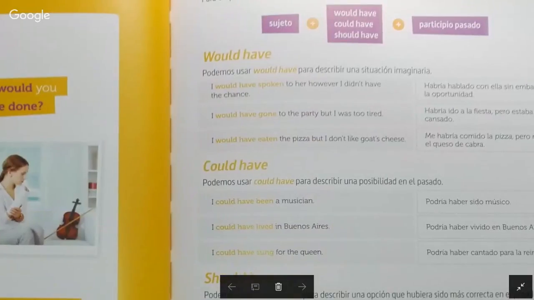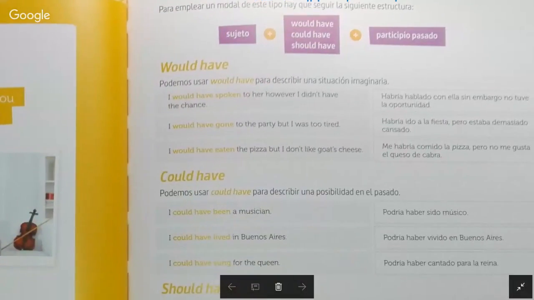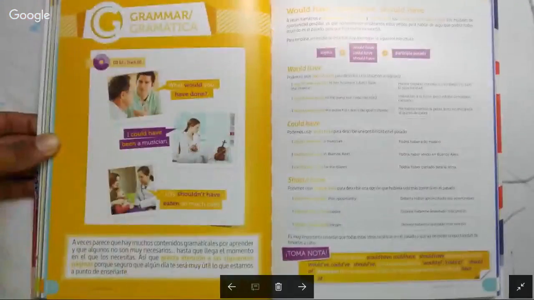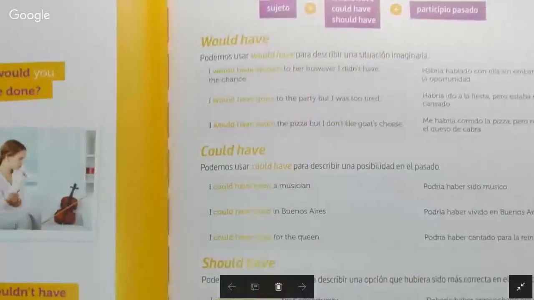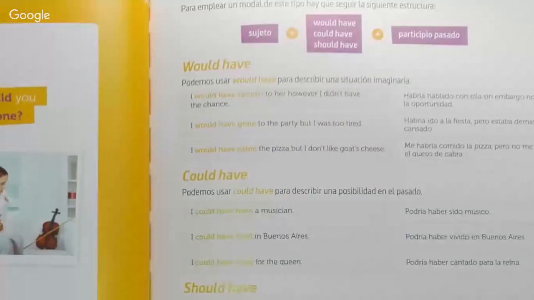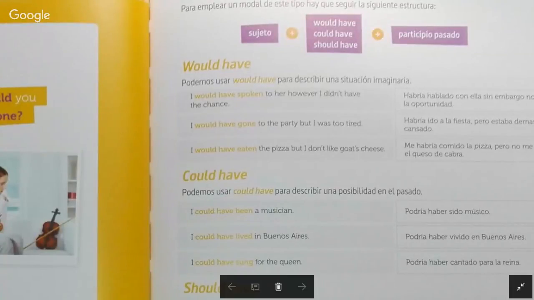Here we will have a situation. I would have spoken to her. However, I didn't have the chance. I was too tired. I would have eaten the pizza, but I don't like goat cheese.